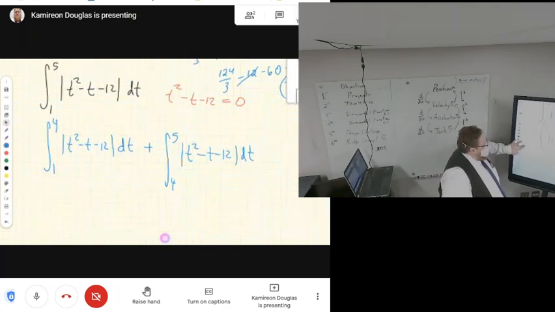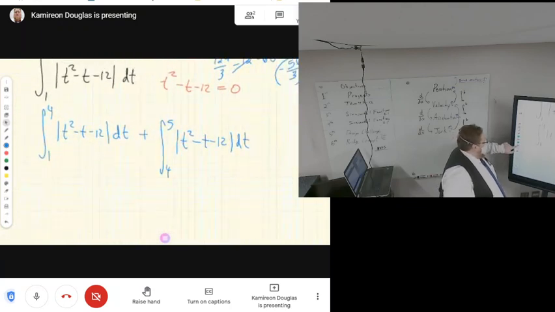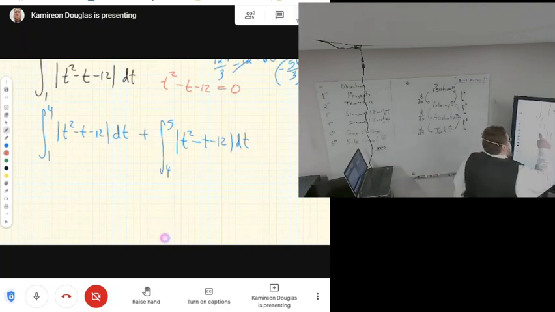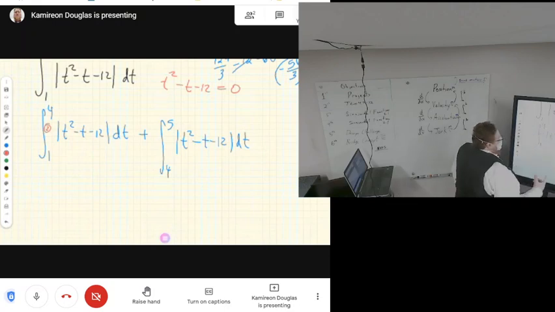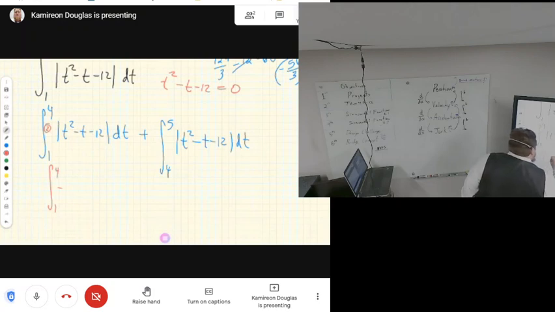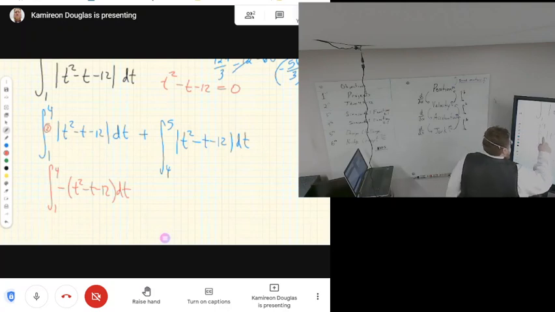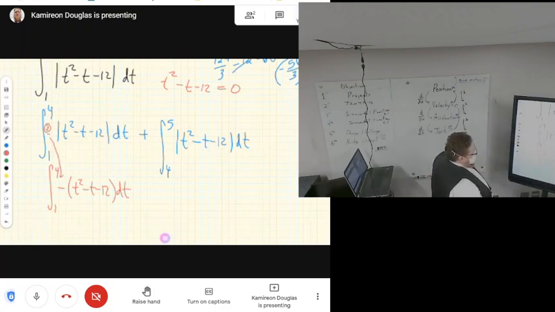To do this, I recommend treating it just like we do with the first derivative test. Pick a number in the range and see what happens. This one changes. If we pick a number like 2, 2 squared is 4, minus 2 would be 2, minus 12 would be a negative number. Since it's an absolute value, I want that to become positive. So I take this integral from 1 to 4, I negate everything. Because this answer gives us a negative solution, I have to put a negative into the problem.